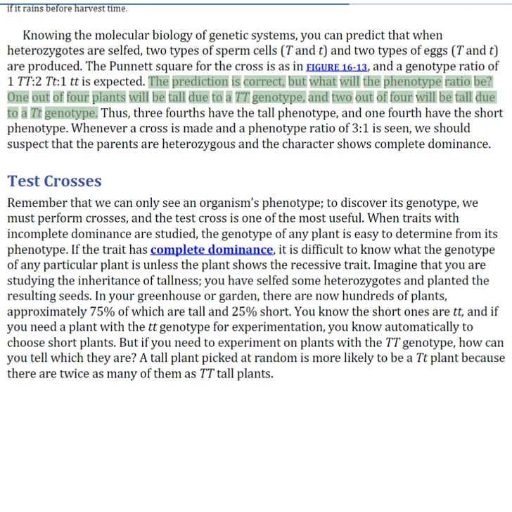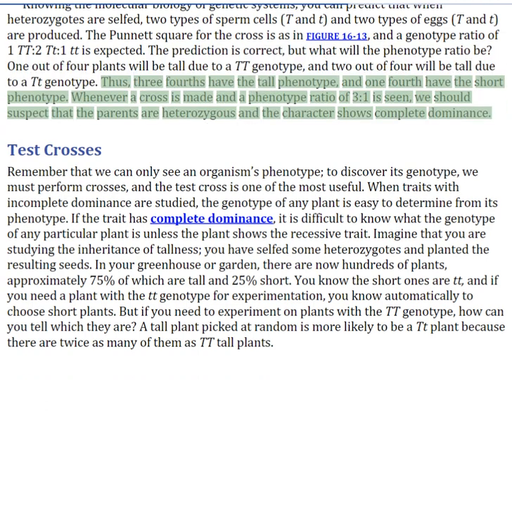1 out of 4 plants will be tall due to a TT genotype, and 2 out of 4 will be tall due to a Tt genotype. Thus, 3/4 have the tall phenotype, and 1/4 have the short phenotype. Whenever a cross is made and a phenotype ratio of 3:1 is seen, we should suspect that the parents are heterozygous and the character shows complete dominance.